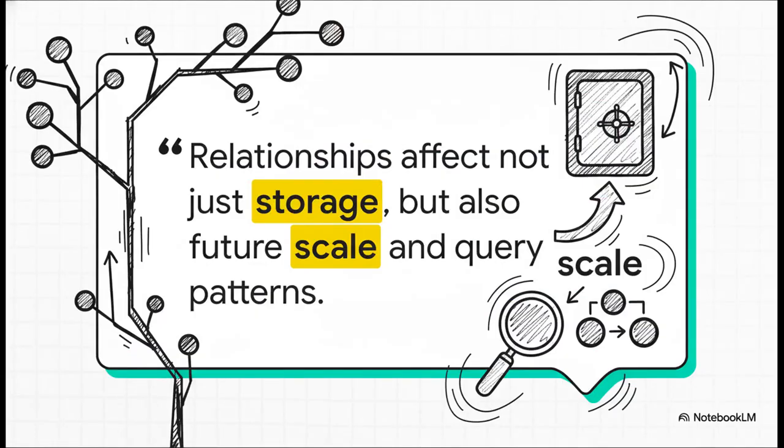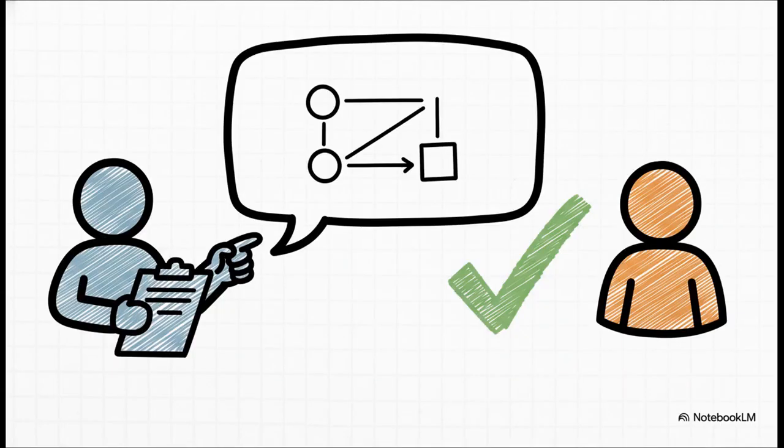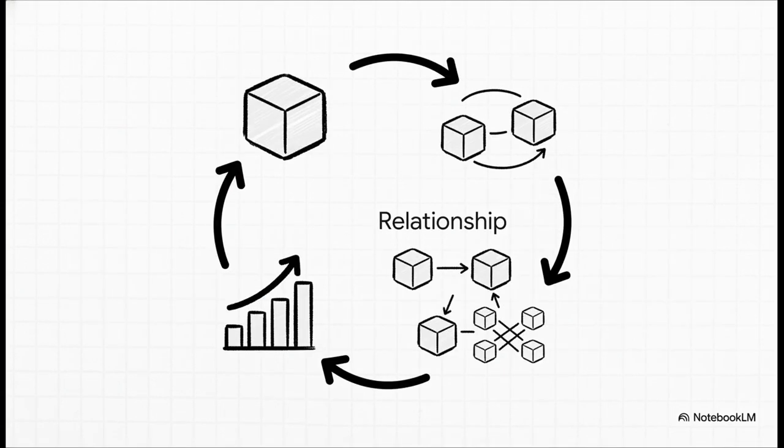And this really hits the nail on the head. It's not just about storage. It's about future scale and performance. And by the way, talking about this stuff in an interview, it makes your design feel really solid and thought out. So let's recap the key takeaways: entity, relationship, the 3 types, and how they impact everything.